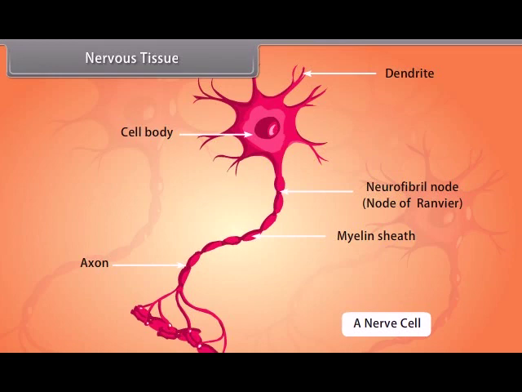The axon forms fine branches terminally. Each branch ends in a swollen structure called a synaptic knob or bouton. Axon is also called nerve fiber. An individual nerve fiber is about 1 meter long.